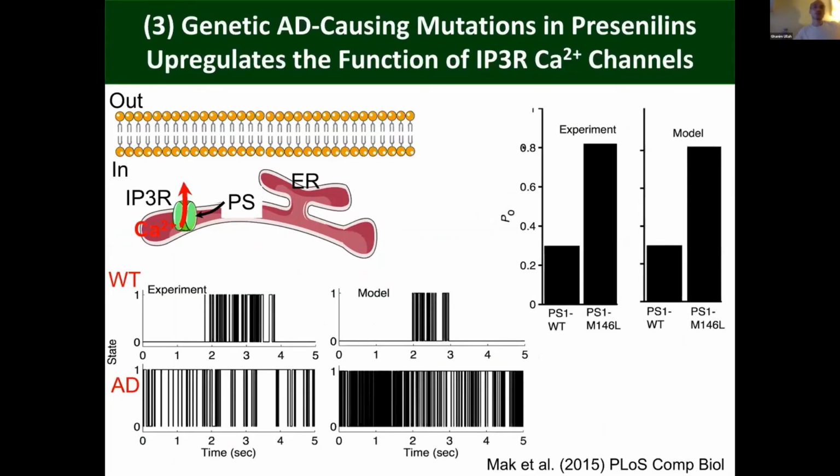And then the third pathway that I mentioned in the beginning is that the genetic Alzheimer's disease-causing mutations in presenilin, these proteins are in the membrane of the endoplasmic reticulum.